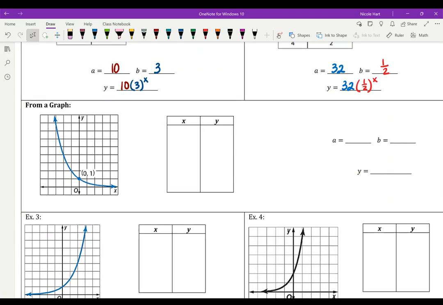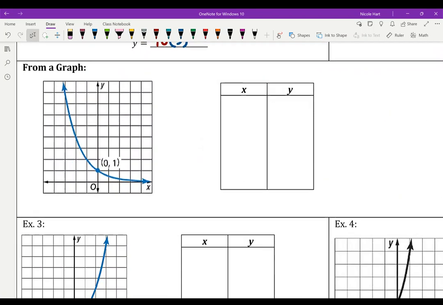All right, we are back. We are now going to determine how to write our exponential equation from a graph. So I'm going to use a table to find points from my graph and then do the same steps we did previously with the table in order to find the equation.